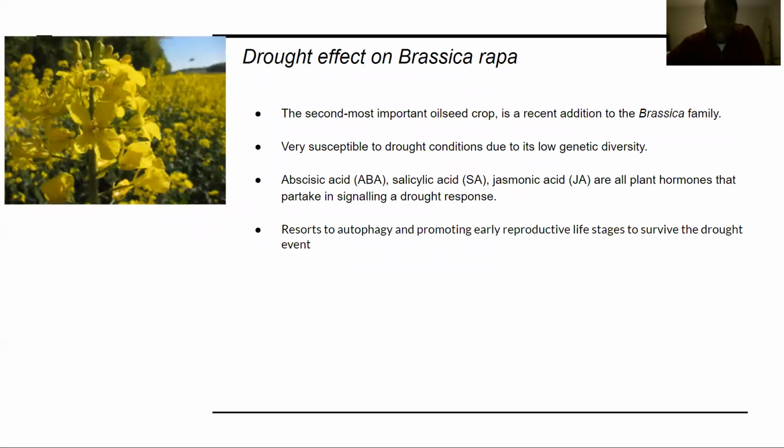Drought effect on Brassica rapa. The second most important oilseed crop is a recent addition to the Brassica family. It is very susceptible to drought conditions due to its low genetic diversity.